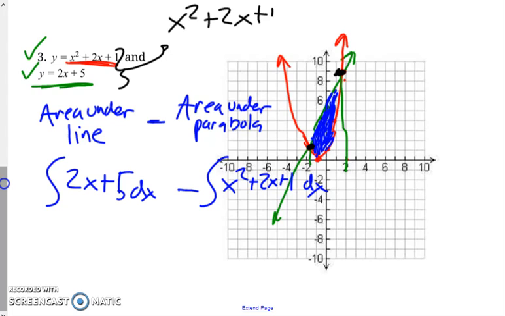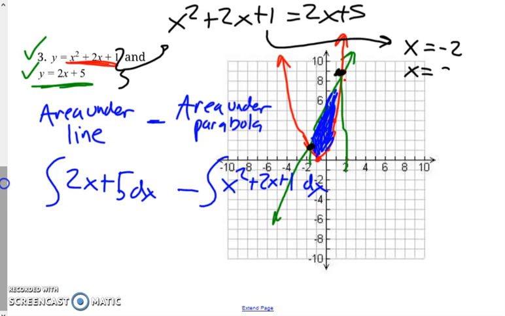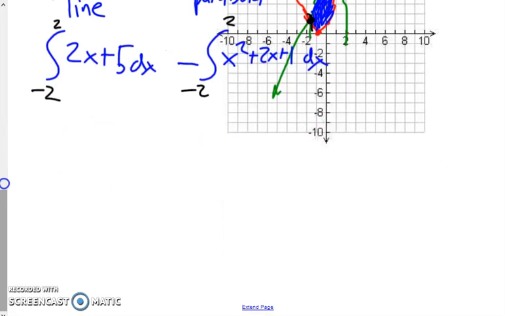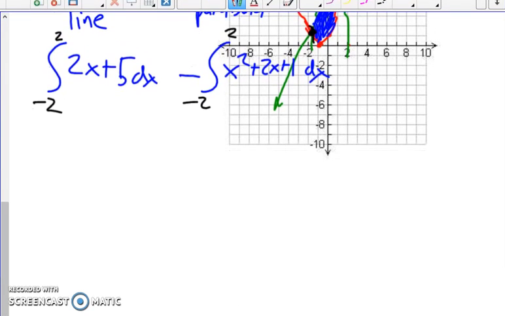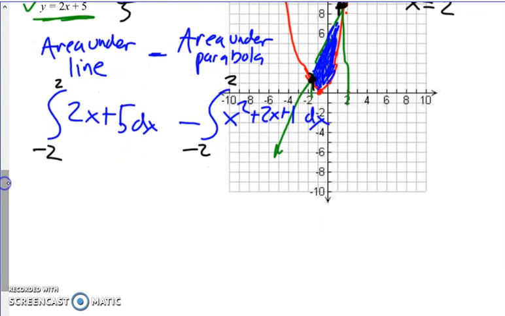And that's what you were working on yesterday. So if you set those equal to each other and you solve that, you should get x equals -2 and x equals 2. What those x values tell us is our limits of integration. So we're going to do the area from -2 to 2, because that's what's going to bound our blue region that we're trying to find the area of. Okay? So this is our definite integral here that we're trying to evaluate.